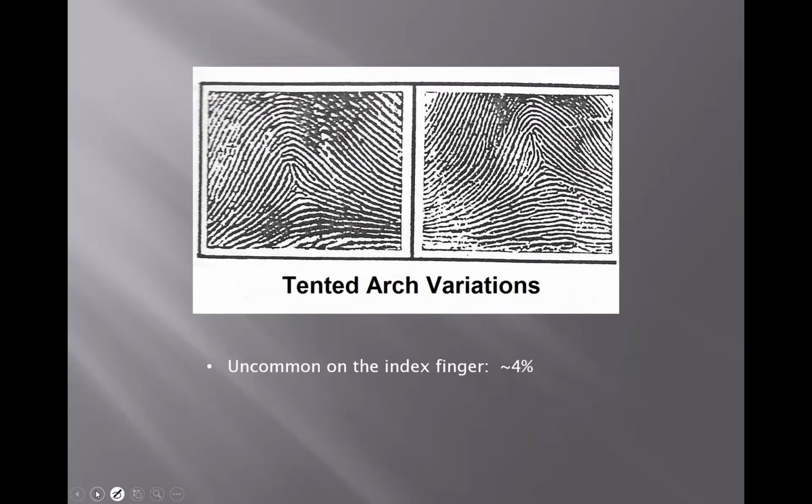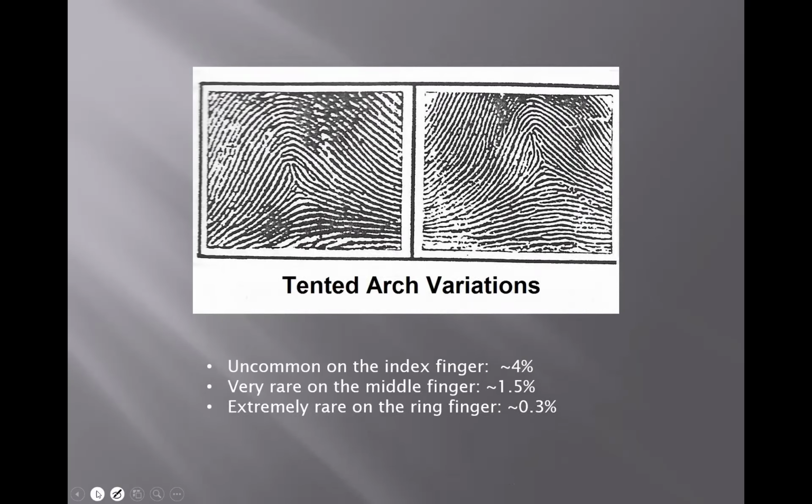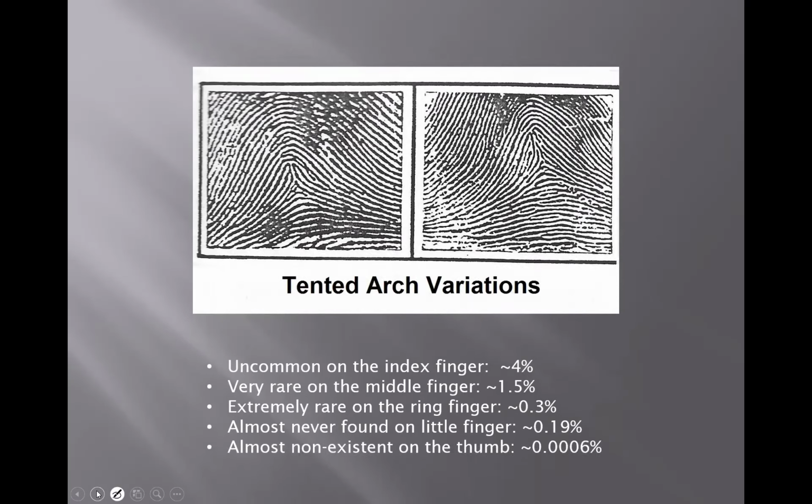So, as I say, tented arches are really uncommon on the index finger. Only about 4% of index fingers have a tented arch, but they're rarer on the other fingers. So rare that they are practically never seen on the little finger and non-existent on the thumb. It's impossible to say they don't exist at all, but the statistics are very clear that it's an incredibly rare pattern to be found on the thumb.